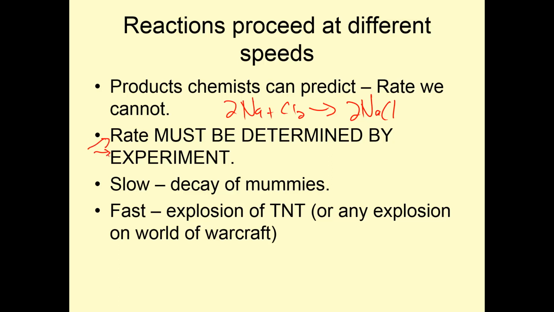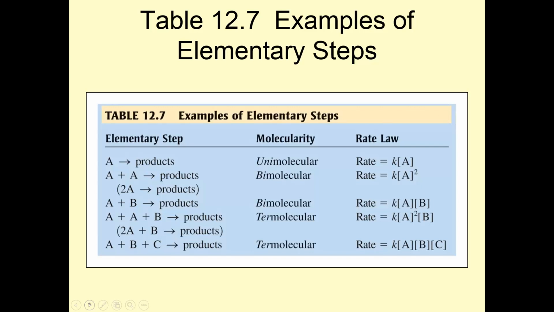Okay. Some rates are slow, the decay of mummies. Some rates are fast, the explosion of TNT, or any explosion on World of Warcraft. So it's just like how quickly someone can pick up on something. How quickly can Rick Astley learn to sing and dance? Like this. How quickly can Jeff learn to sing and dance? Jeff will never be able to dance until he's 50 years old. And even then, only he will think he can do that. Okay?